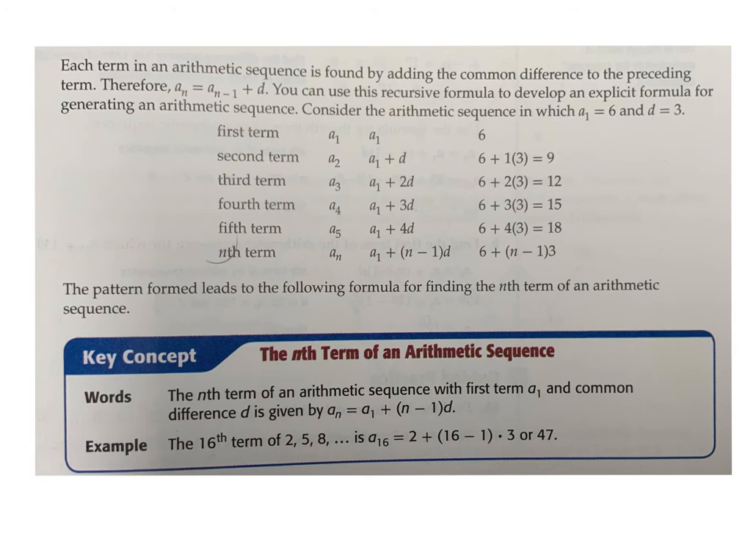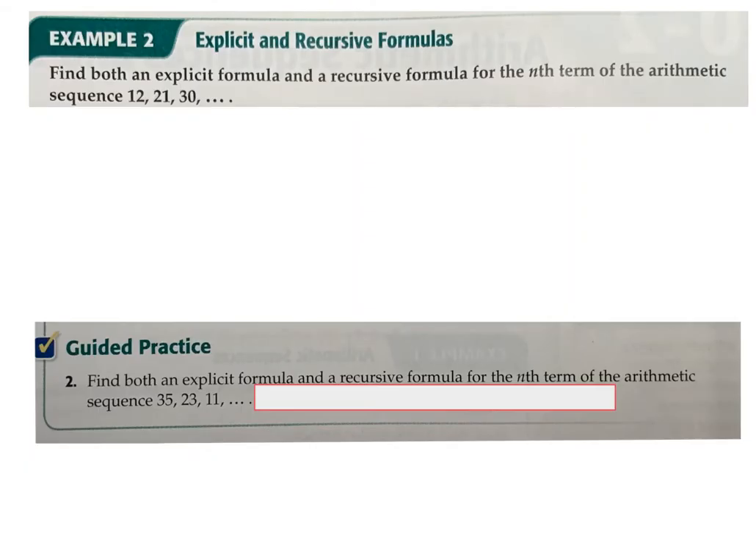You can find your terms like this. If I want a specific term, I can go straight to this. It's going to be my first term plus 1 less than whatever term I want times my common difference. So as long as I have my first term and my common difference, I can find any term in an arithmetic sequence. And that's where we get this from, just that pattern that's created. So look at example 2 on page 600.